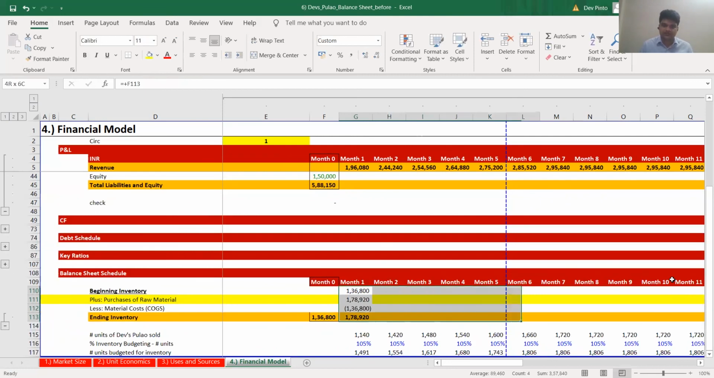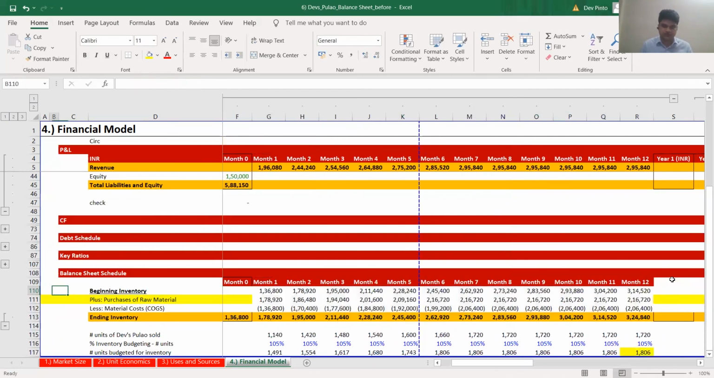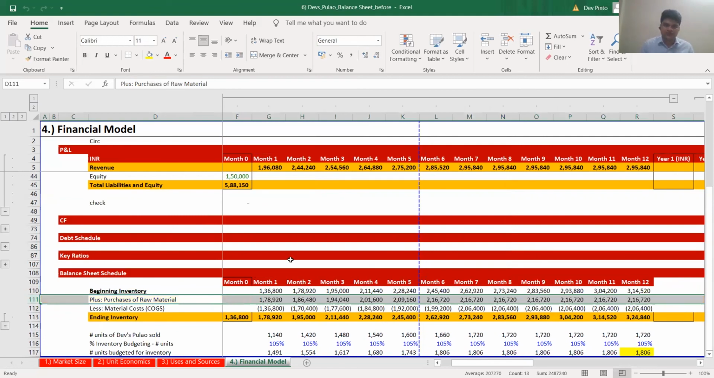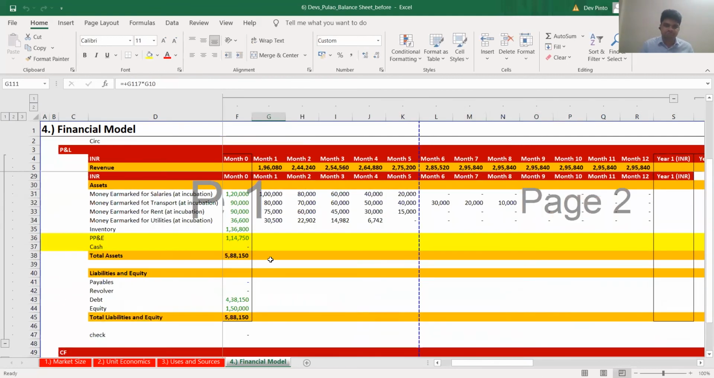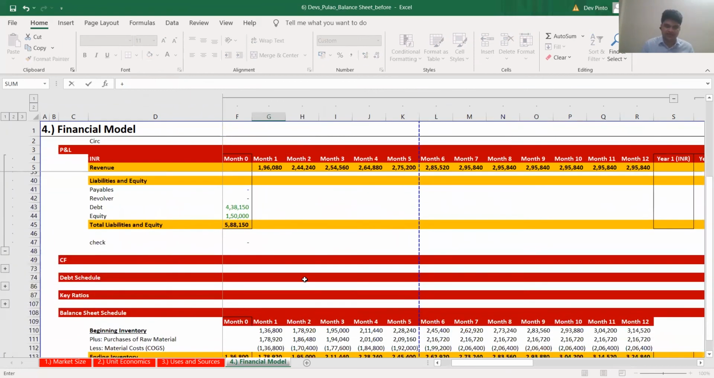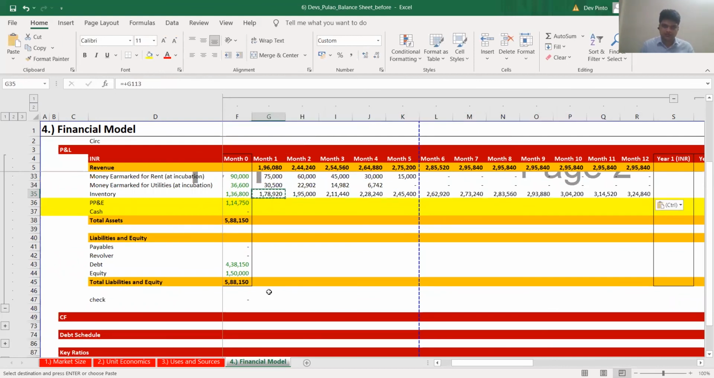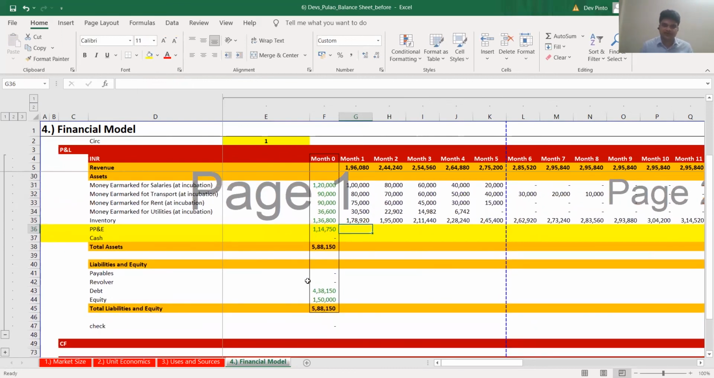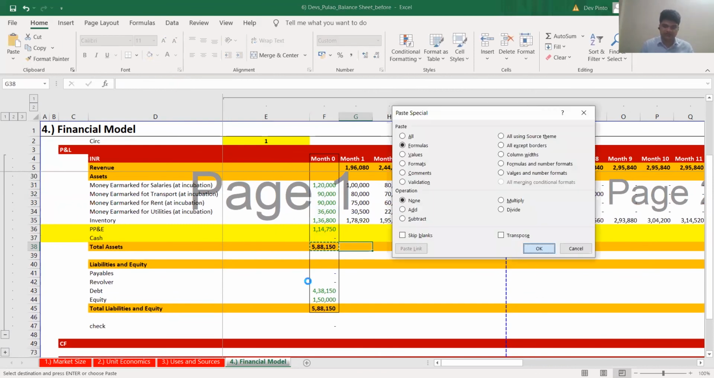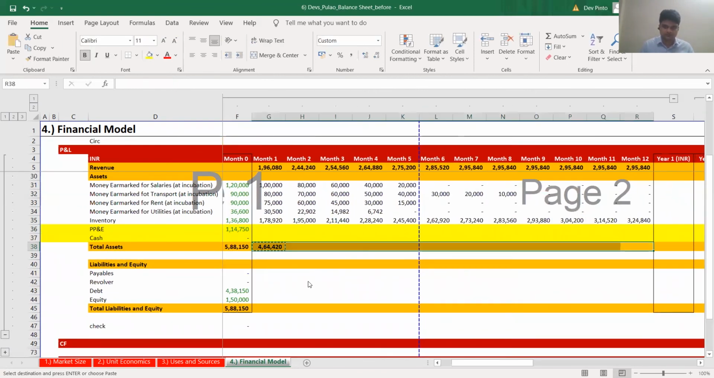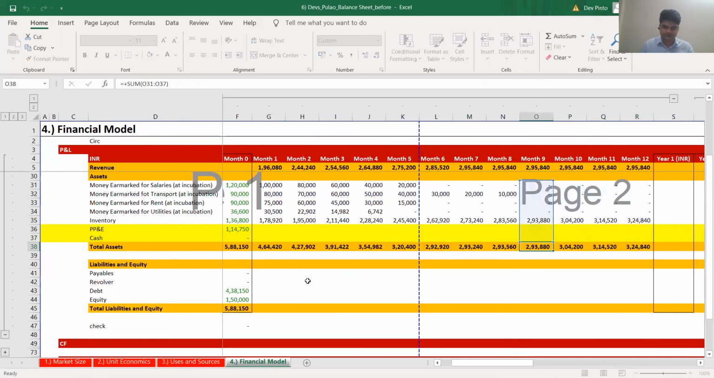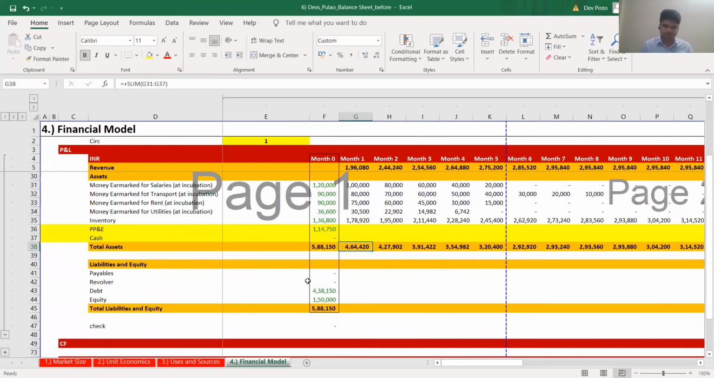Now let's just pull this through. Now we have inventory as a line item. Let's link it back. So we've linked inventory. On the asset side, we're going to cover these two line items later. Let's just copy paste this formula here. So now we've completed the asset side.